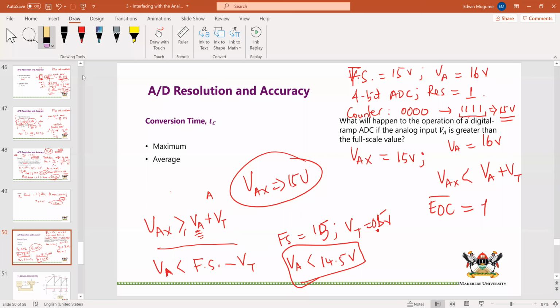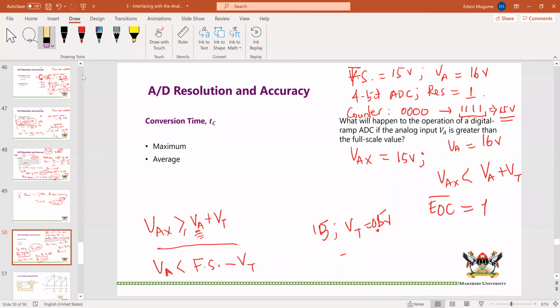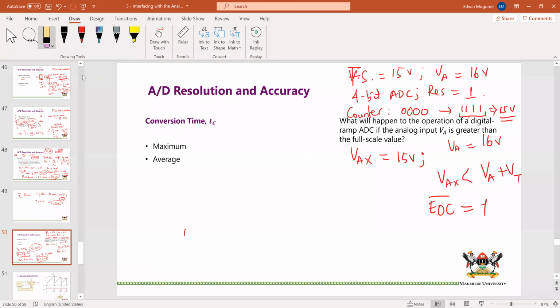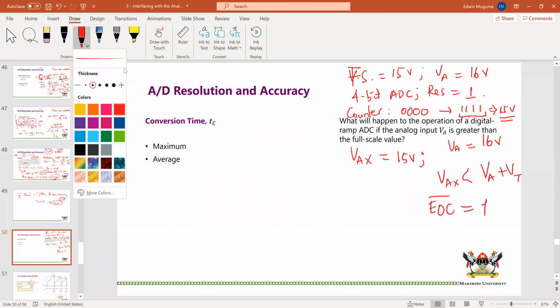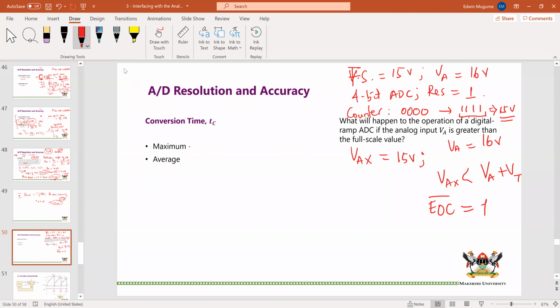Anyway, so we see that actually we should never try to convert a value that is greater than the full scale of the counter in the digital ramp in this case. As we are going to see, this is not a problem for another converter that we are about to look at. However, it means that the maximum conversion time will happen when VA is close to full scale.